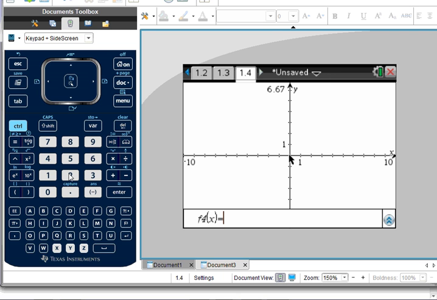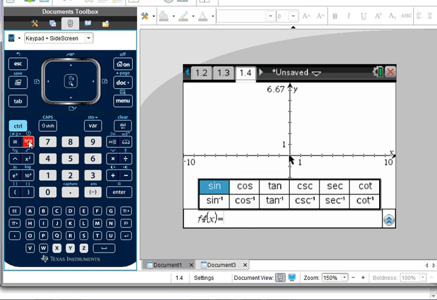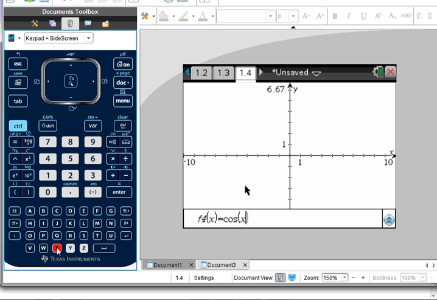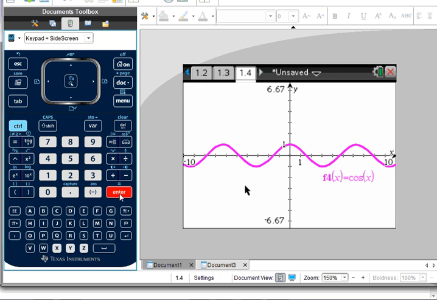Okay, what am I graphing? Cosine of x. I can just do this. You can't, you can on the computer, kind of. Okay, I want to do that one. There's cosine. And then I'm going to tab down and add another one, x.